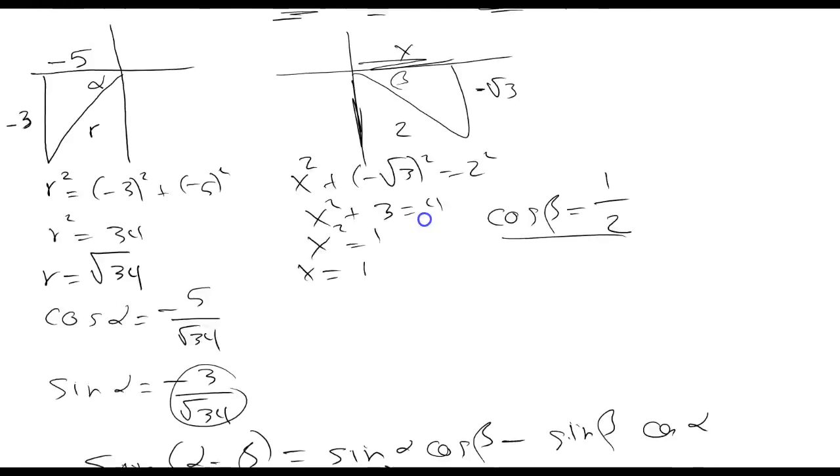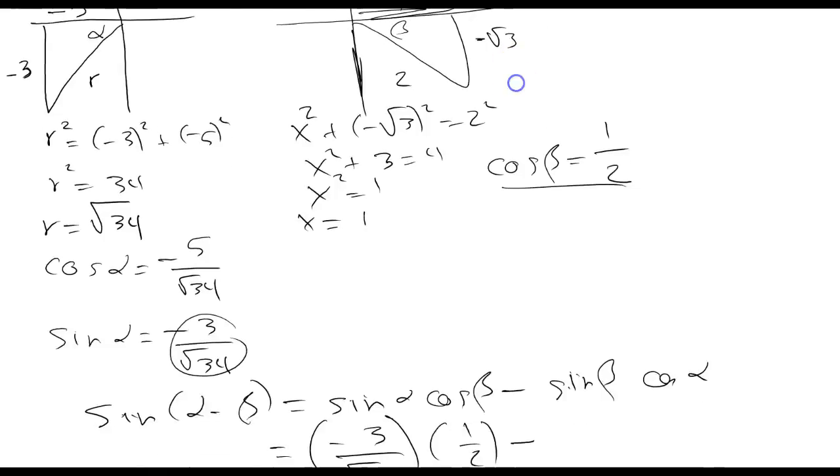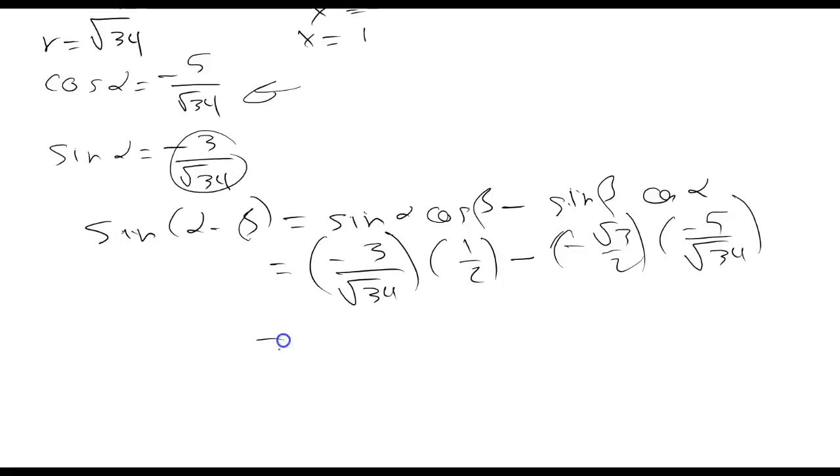Sine beta, if you recall, was given. So sine beta is negative root 3 over 2. So we substitute in here, so it's going to be negative root 3 over 2. Again, brackets. And cosine alpha we found earlier as well, which is this number right here. It's negative 5 over the square root of 34. And we simply simplify, combine terms if we can. So we're going to have negative 3 over 2 root 34.